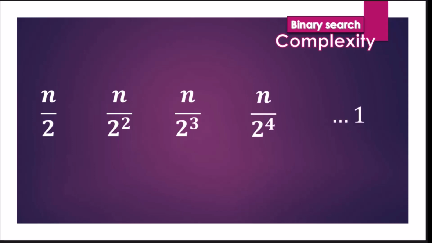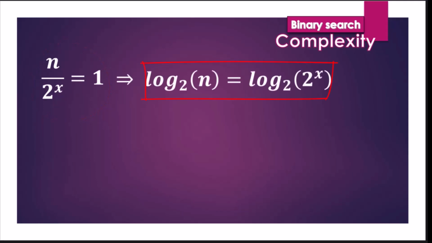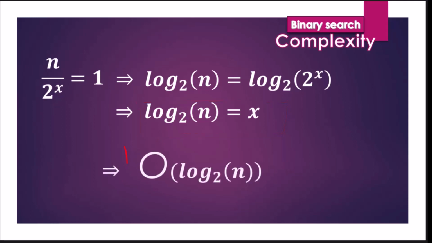To find the number of divisions needed to obtain an array of size 1, we have to solve the equation n/2^x = 1. If we apply the log function to this equation, we get log2 of n equals log2 of 2 to the power of x. Therefore, the equation has a solution: log2 of n equals x. x is the number of times n must be divided by 2 to obtain 1. We can therefore conclude that the complexity of the binary search is O(log n), where n is the number of elements in the array.